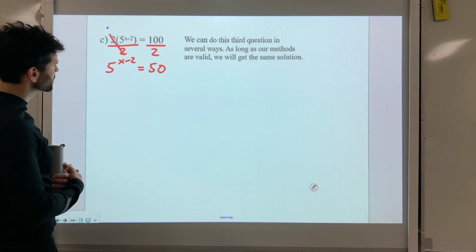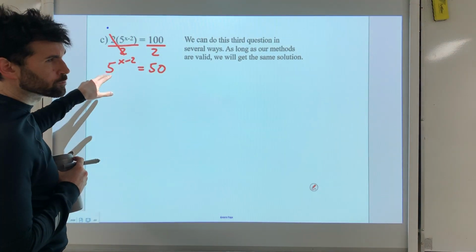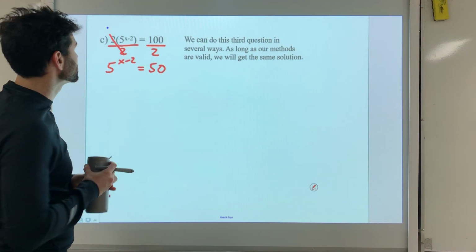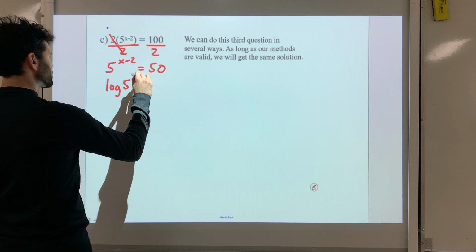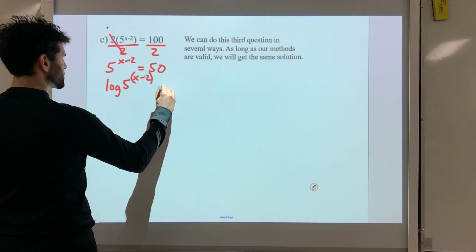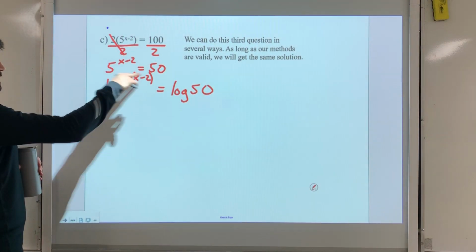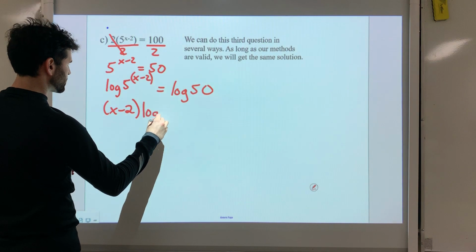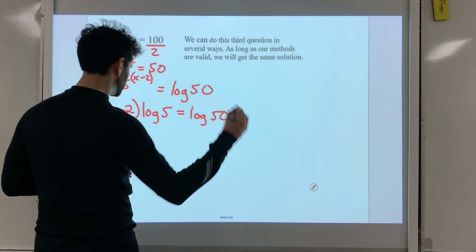Okay, well now what? Is there a way to write 50 using a base of 5? Well, 5 squared is 25, so no, not really. So at this point, I need to use logs, so I'll apply logs to both sides. Now I will put brackets around my exponent. There we go. So I'm going to use power law to bring that down. Now I got x minus 2 times log 5 equals log 50.